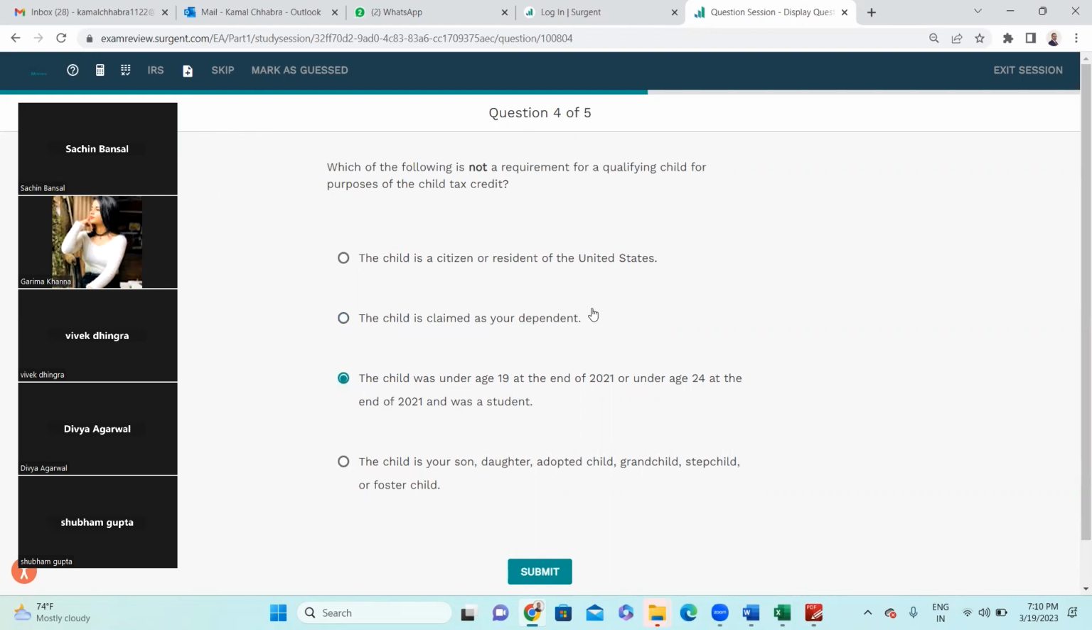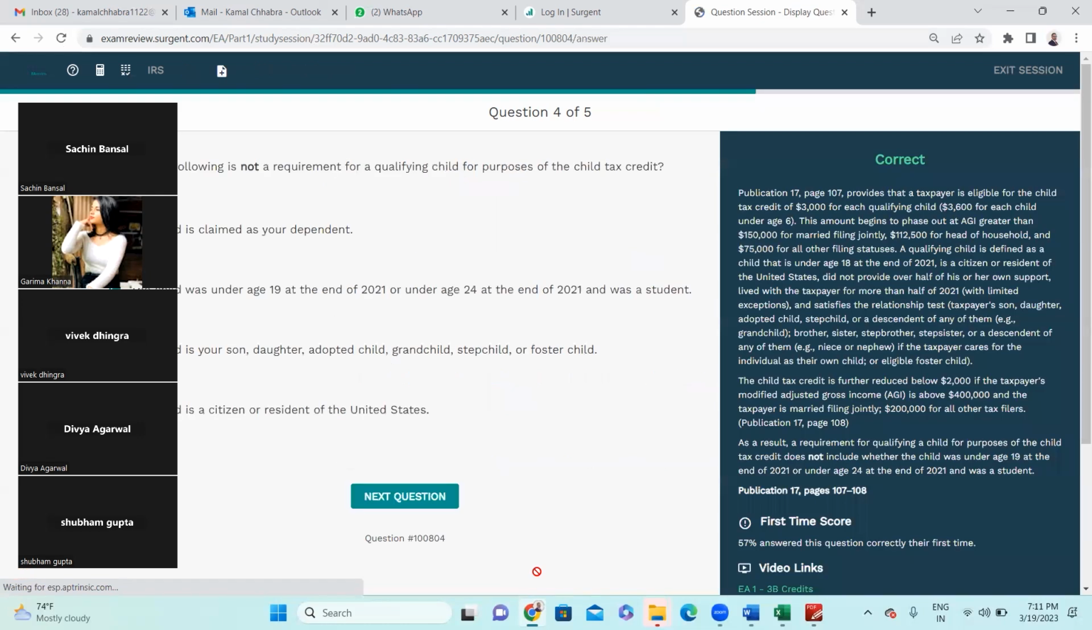Okay, how about others? Divya, Shubham, Garima, you are so silent today. Sir, no, nothing like that. Actually, I did not attend class yesterday. Sir, I guess option third, because I guess it was mentioned that under age 17 is required. No, under age 19 is good. Under age 24 for the student is also good. There's one piece which is missing: if he is disabled, he can be of any age. Yes, disabled can be of any age.